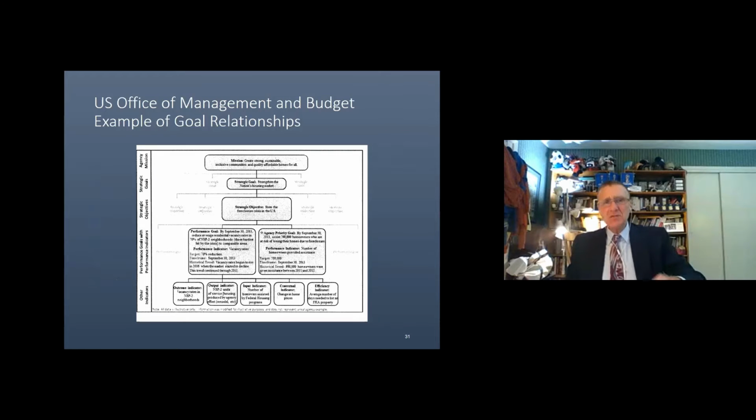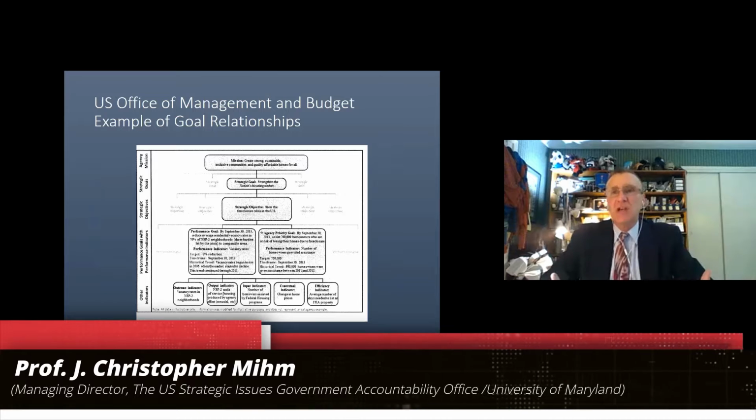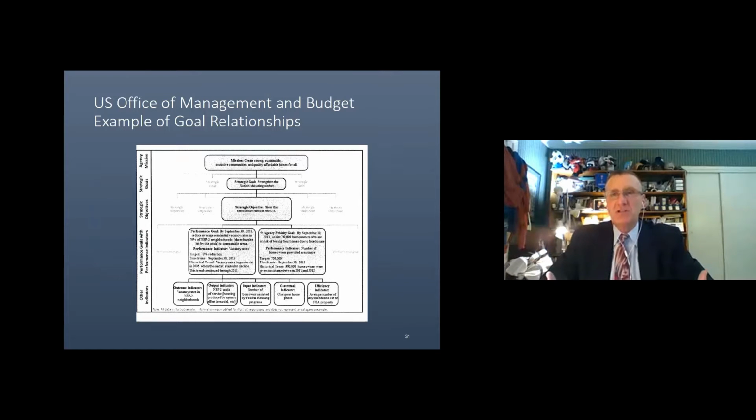So this is from our Office of Management and Budget. This is the office that works for the President of the United States. They're all career civil servants, so it's not a political office, but they're the ones that put together the program plans and the budget on behalf of the president. So it's a very powerful office.